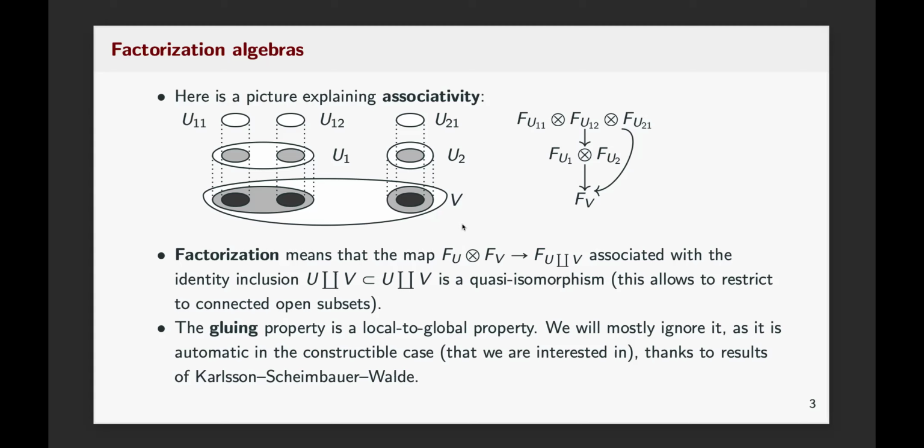It's a local decouplable property. It can be written as a Cauchy property with respect to covers. So it's a kind of codescent condition. I will ignore it because in the case I'm interested in, which is the constructible case, it is automatically satisfied thanks to results of Carlson, Scheinbauer, and Walder.